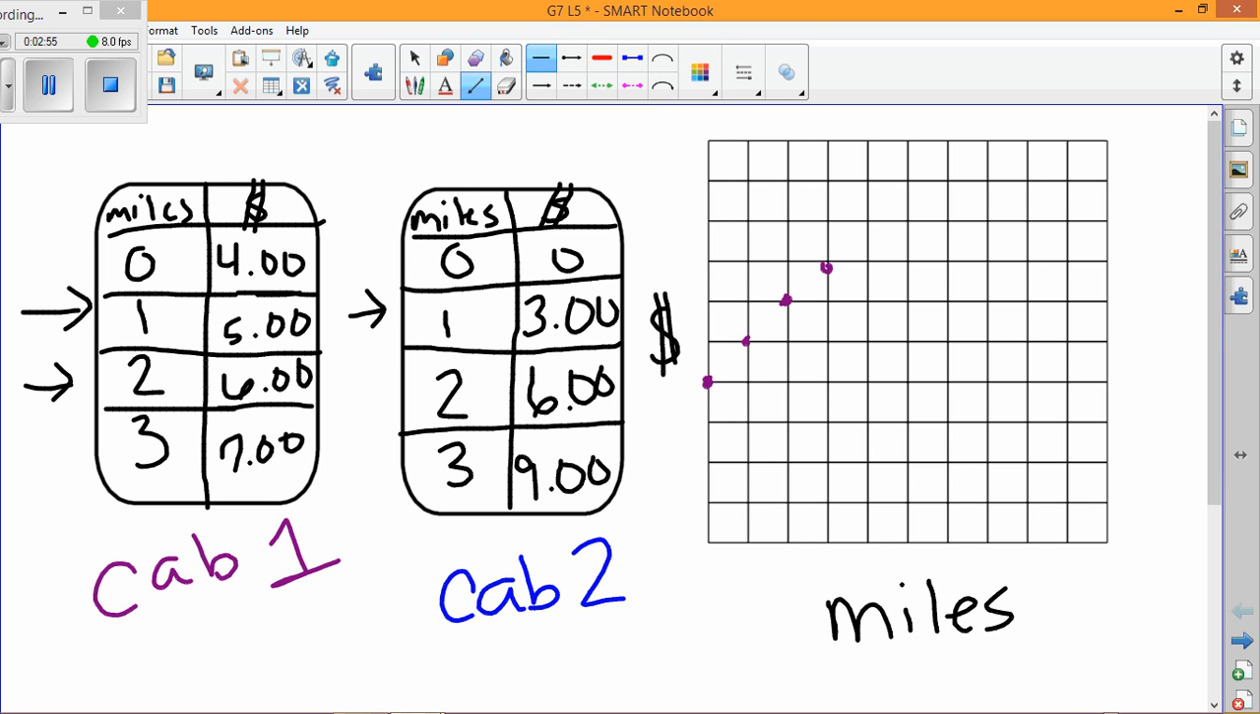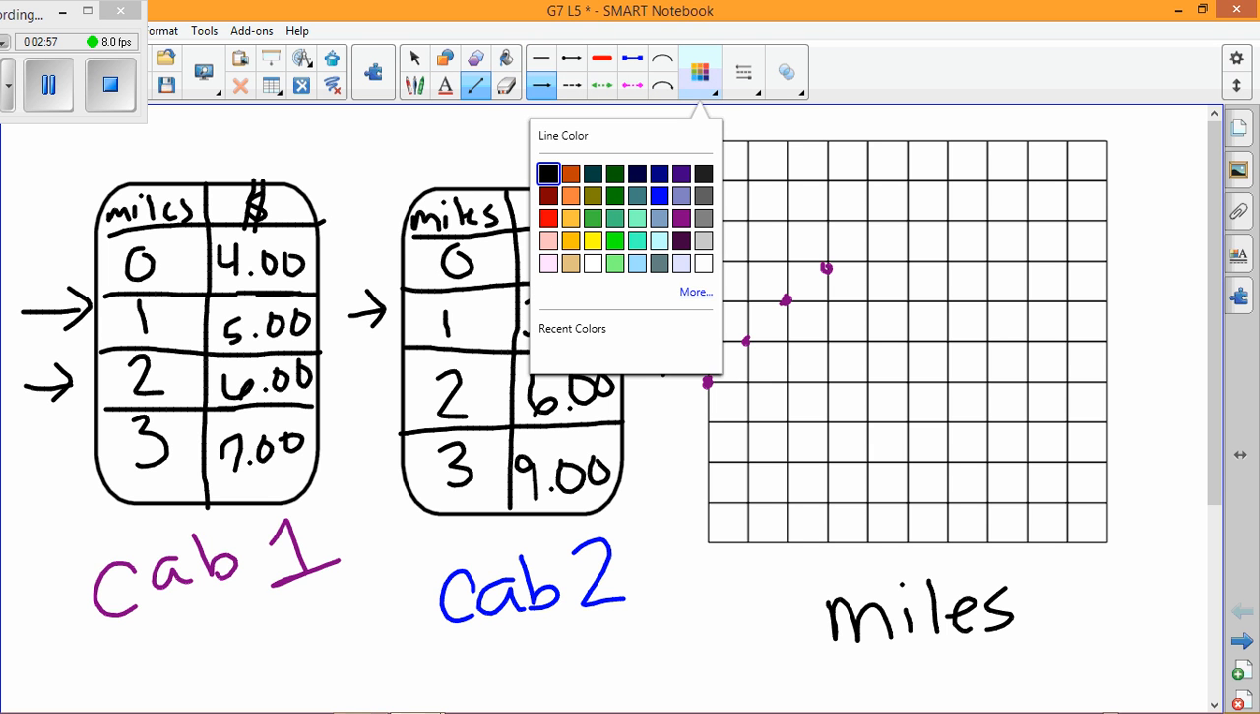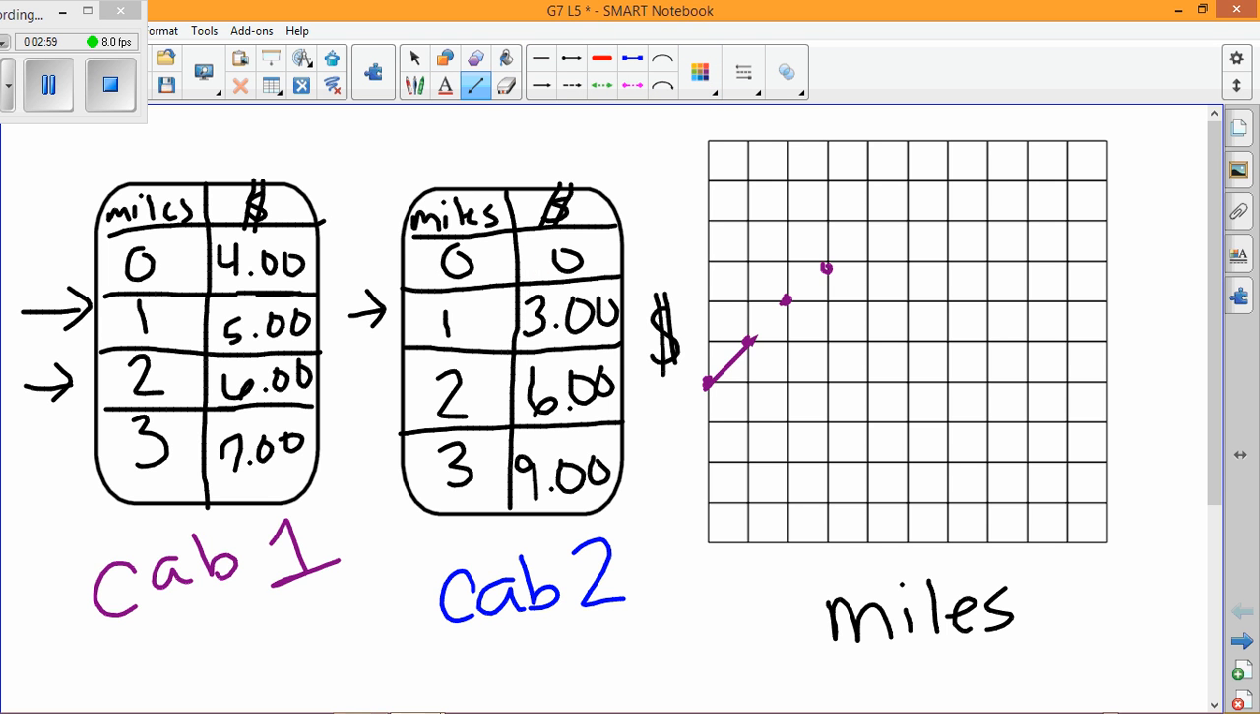And we can draw a straight line through it. And then let's move to cab number 2. At 0 miles, it costs no money. 1 mile will cost $3. 2 miles will cost 6. And 3 miles will cost 9.